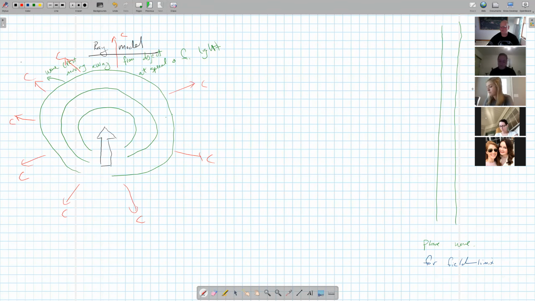So this thing is still moving. Each one of these wave crests is still moving outward at the speed of light. But again, we're so far away that the radius has become so large that they appear to be straight plane waves. So the ray model then is, we're going to draw a line which is perpendicular to the wave crest, which is then pointing in the direction of wave travel.